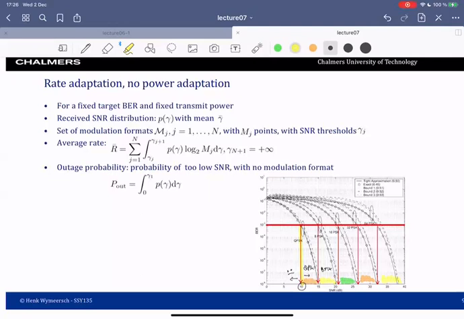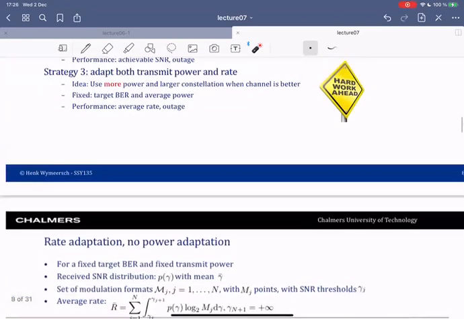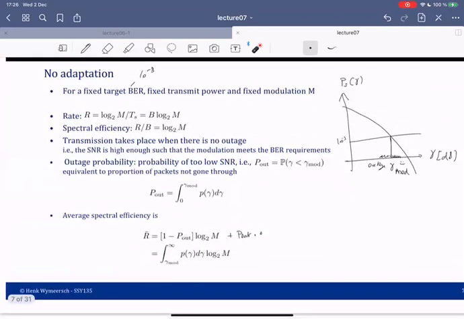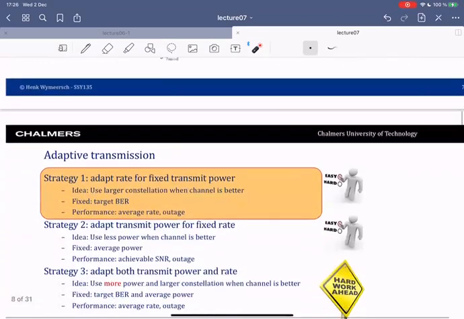certain rate. We can then compute the average rate, which is the sum over all possible constellations, and for each constellation we have a certain SNR region. For instance, from 10 to 15 dB for QPSK, log 2 M will be 2, because QPSK has 2 bits, and we just sum over all of these regions. We still have an outage probability, which is the probability that we're below 10 dB, given by this expression. And this at least will do much better than the strategy of no adaptation, just because we have many more degrees of freedom in terms of the constellation.